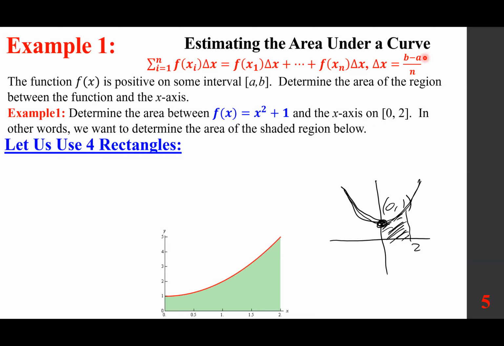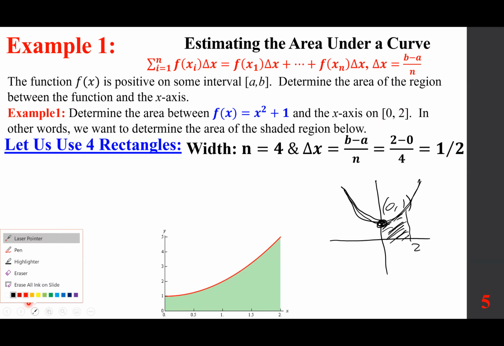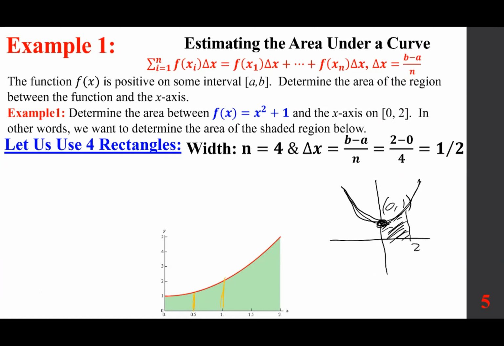And so delta x is b minus a, 2 minus 0, over n. The choice is 4. That gives us 1/2 or 0.5, meaning this is 1, this is 2, this is 3, resulting in 4 regions. All of them have the same width, 1/2. But what is the height? Well, it depends which point you want to take.